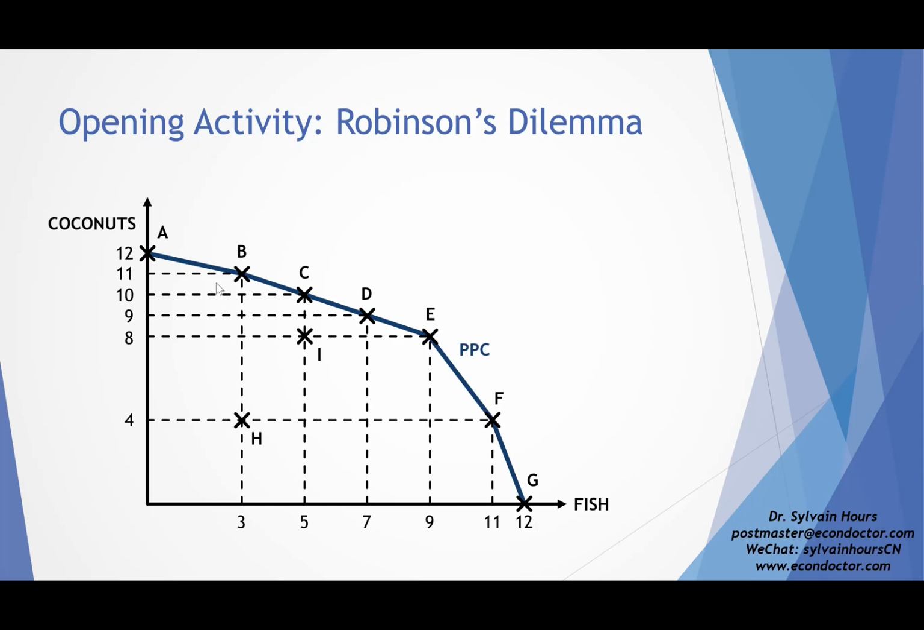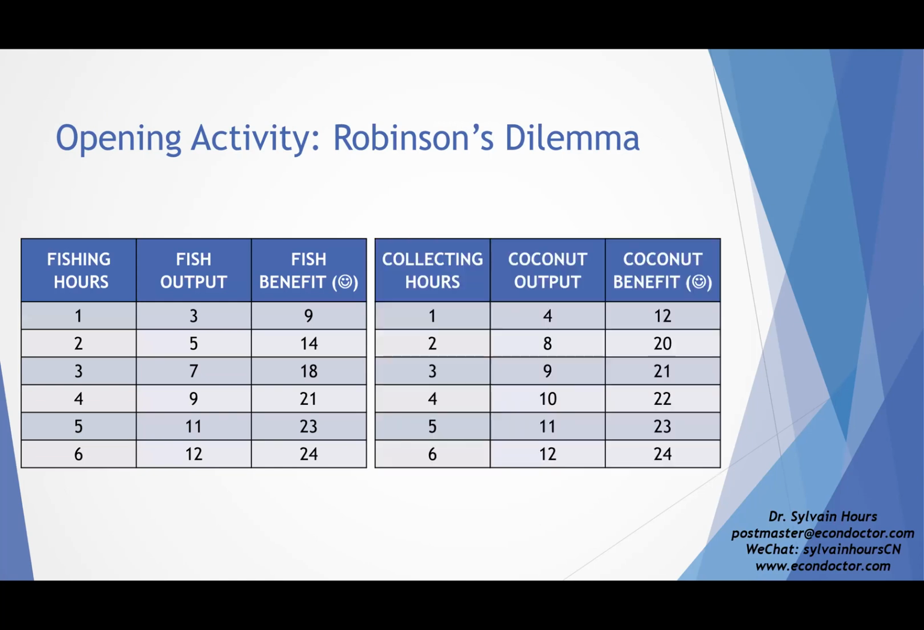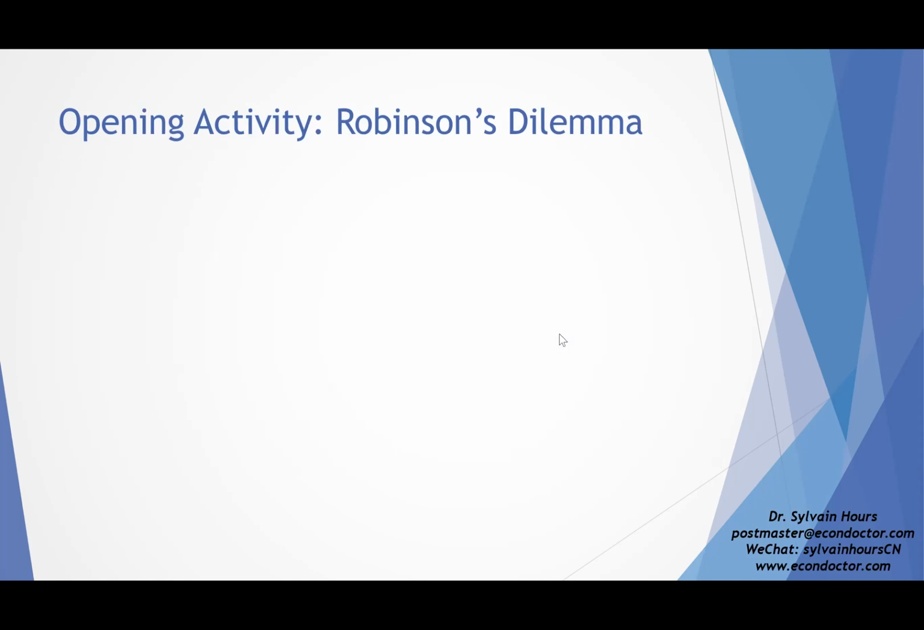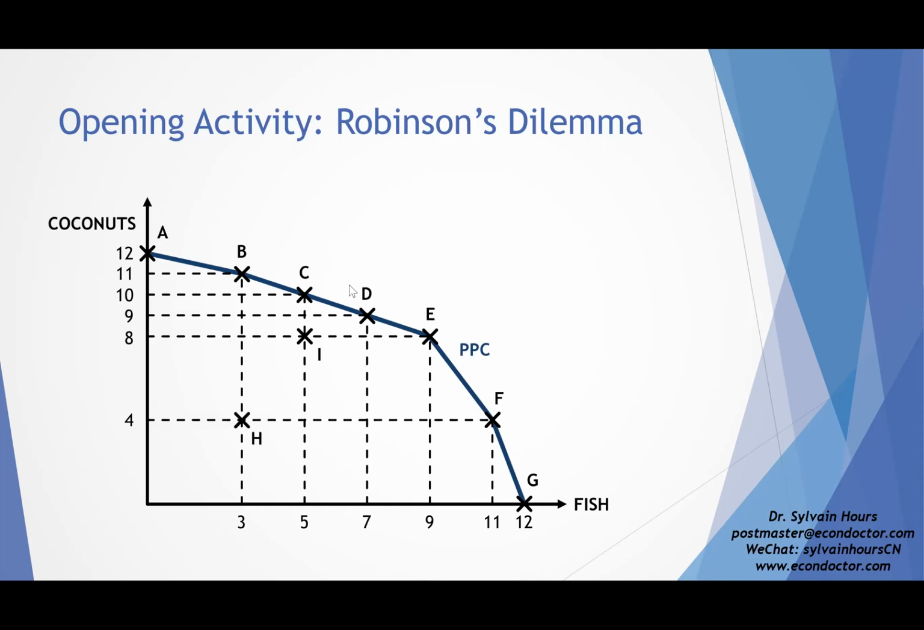Your A2 students know what this is, so it's a good way to remind them about this concept. You can ask some of them to give you the definition of the PPC, and using the information from the table, they should be able to identify different combinations of fish and coconut. Seven of them, A, B, C, D, E, F, G, which represent different allocations of the resources.